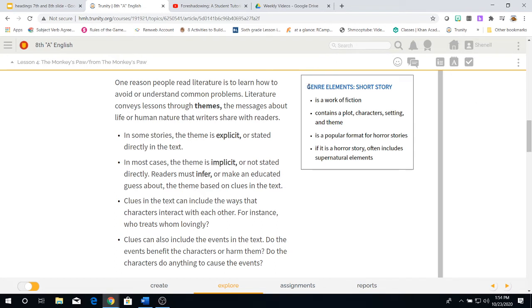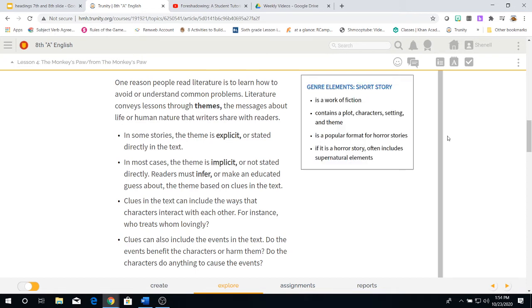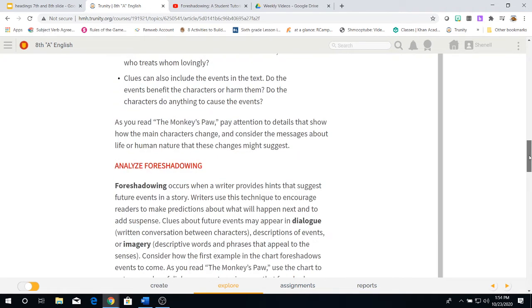Now, when we talk about short story, remember that this genre has the following elements. It is a work of fiction. It contains plot, character, setting, and theme. It is a popular format for horror stories. And if it is a horror story, it often includes supernatural elements.